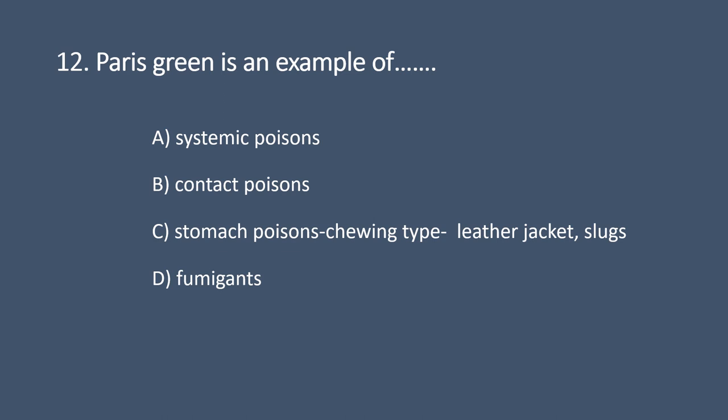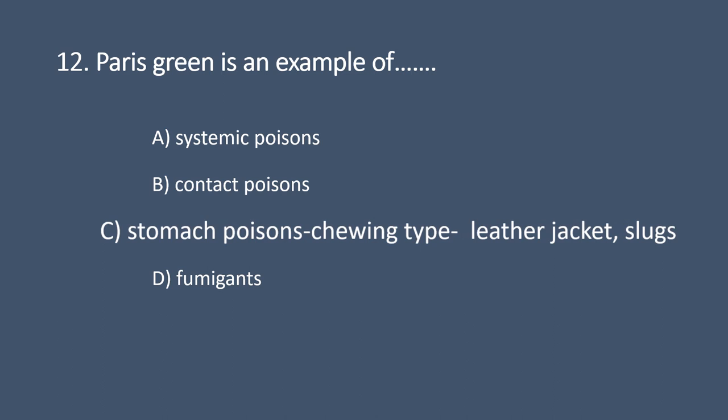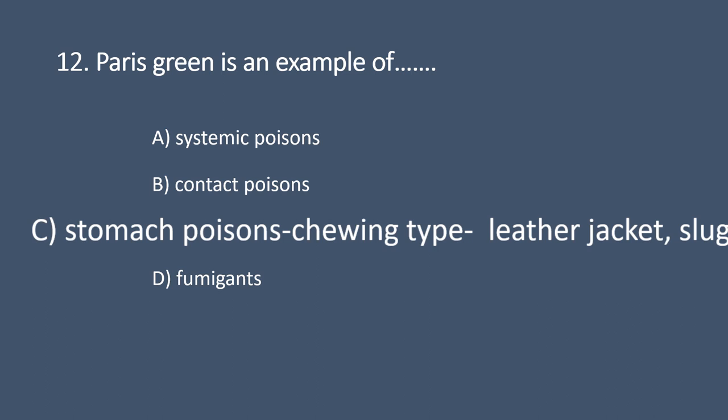Then Paris green is an example of. Options are systemic poison, contact poison, stomach poison, and fumigants. Paris green. In India, this Paris green is not used. This is a costly pesticide. The correct option is stomach poisons, and this Paris green is powerful against chewing type of insects, means insects having chewing type of mouth parts like a leather jacket. Then slug. On slug, this Paris green is effective.